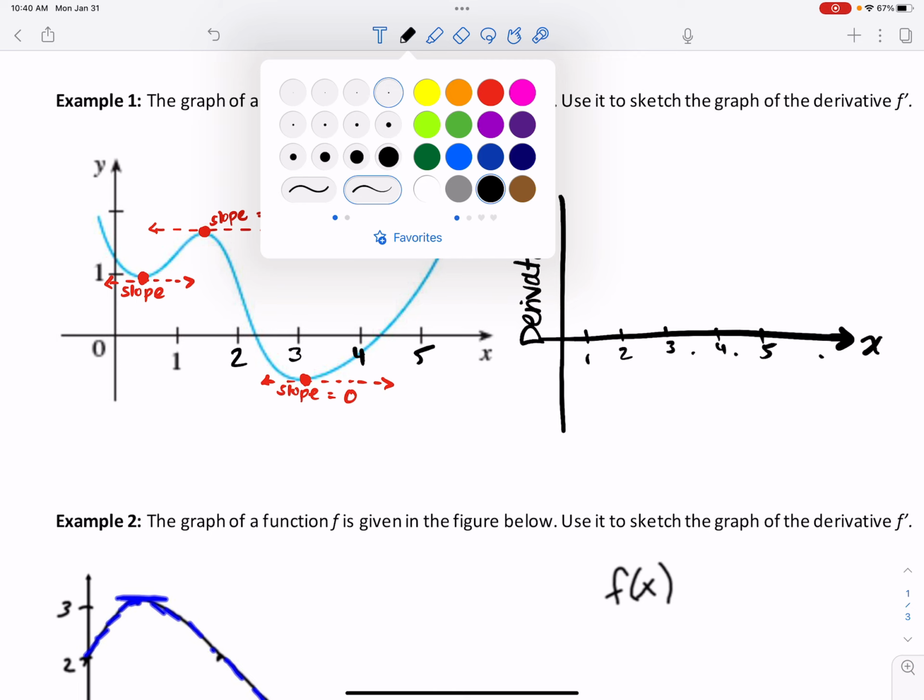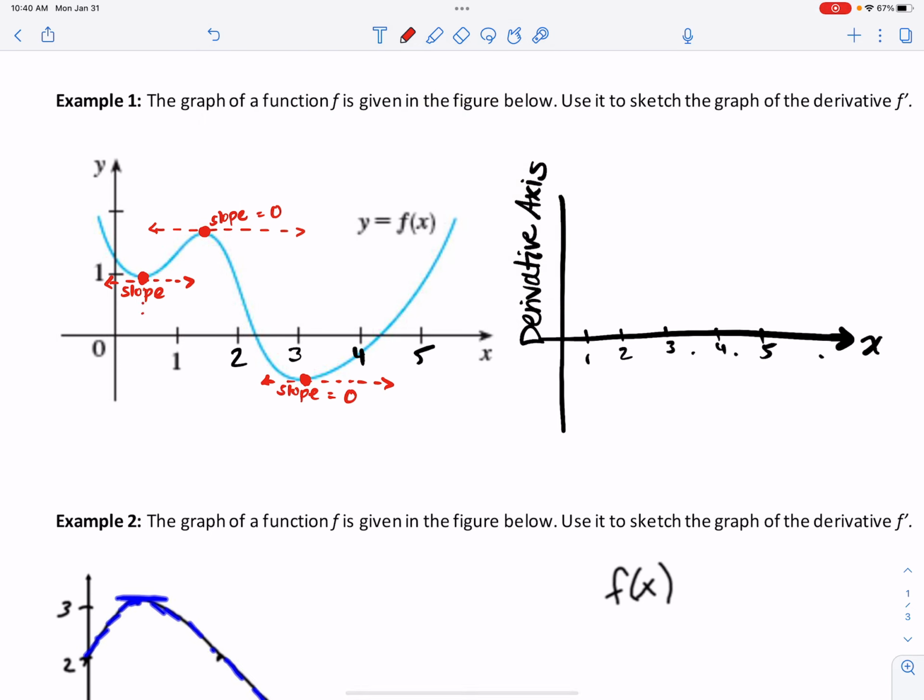So on this graph, I'm going to go to the x value. I don't know what x value this is. We'll just say that that's, I don't know, 0.5, right? So at the x value 0.5, the derivative will be 0. So that's going to be one of the points on my derivative graph.